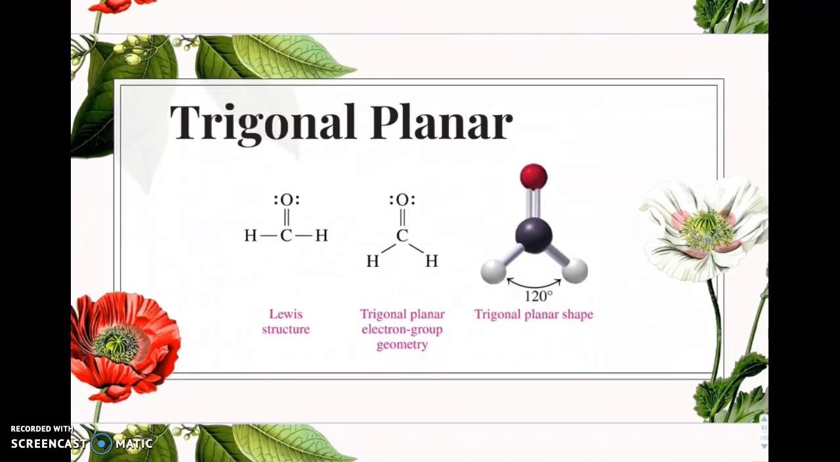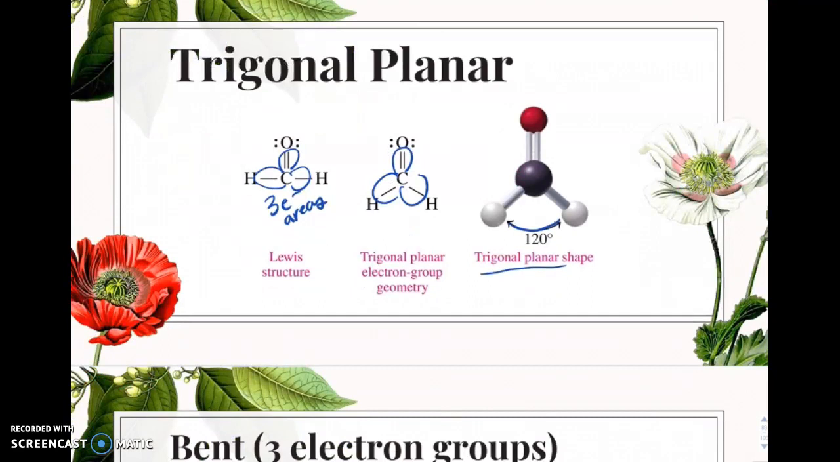Trigonal planar is we have three areas of electrons, so three electron areas around the center atom. So they're going to be as far apart as they can, which is 120, so they're going to be trigonal planar. So it's a flat triangle. So we can imagine that this is a triangle.